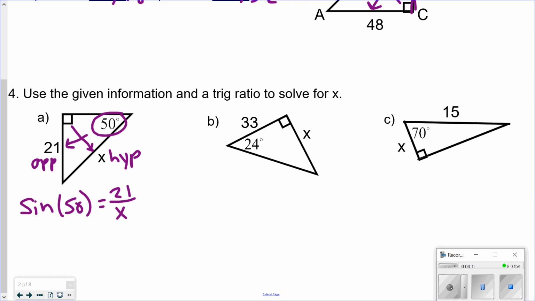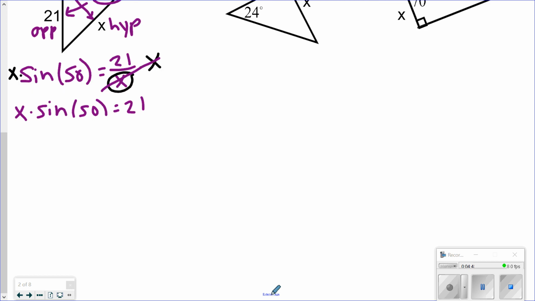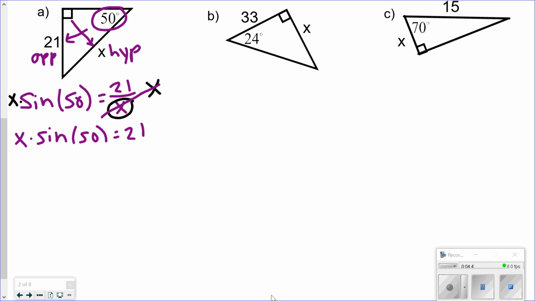So if I'm solving for x, I need to get this x out of the denominator. And the only way to do so is to multiply each side by x, because what I do to one side, I also have to do to the other. So now those x's cancel, and I'm left with x times sine of 50 is equal to 21. Well, I still don't have x by itself. So to do so, I need to divide by sine of 50 on each side.